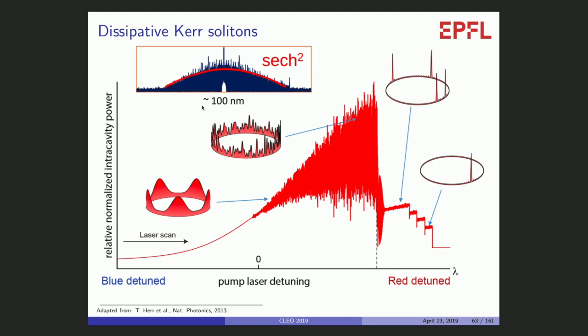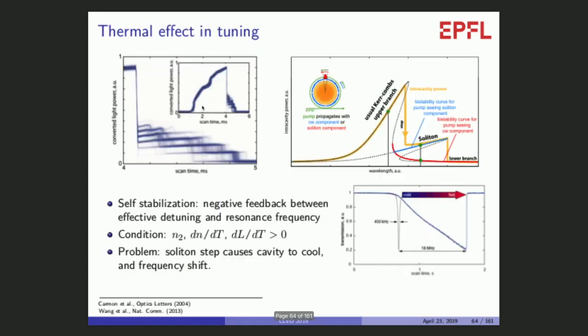Note that if you were to try this experiment, scanning not from blue to red, but rather from red to blue, you could not access this state here. Because if you were to do that, you would actually just climb up, and you would never generate sufficient intracavity power to excite this modulation instability pattern. So you have to excite from the blue detuned side to red in order to access this bistability state.